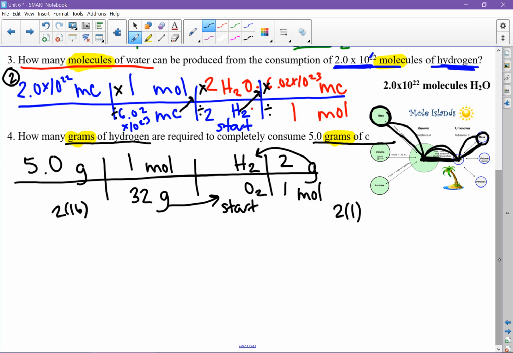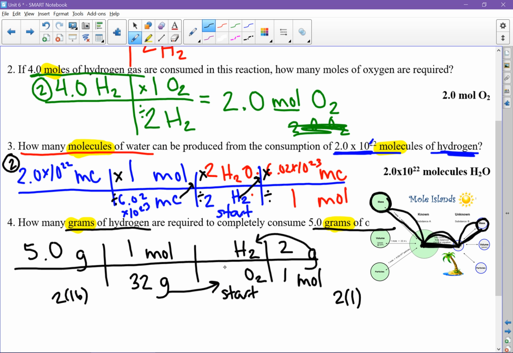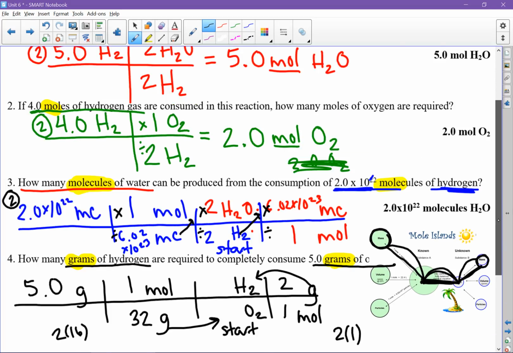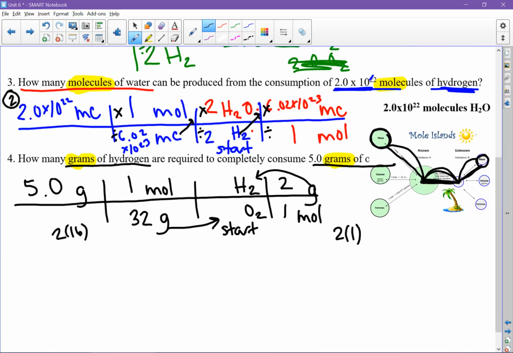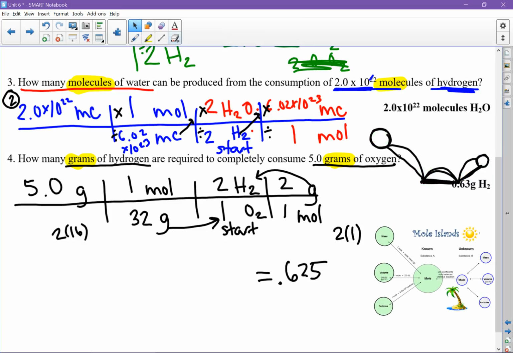Lastly, we have to put in our chemicals with our coefficients. So if I go back up to the reaction, H2 has a 2 in front of it, and O2 has a 1. So 2 there, 1 there. Then we're going to put this whole thing into our calculators. And mine says 0.625. And lastly, we're going to do our sig figs because they're never going away.